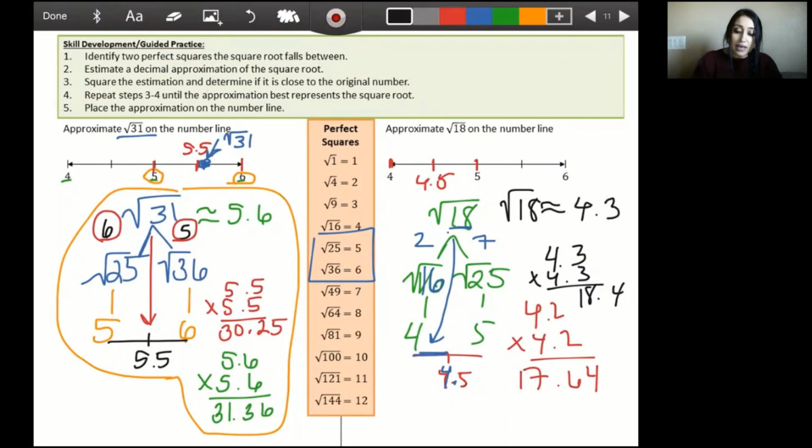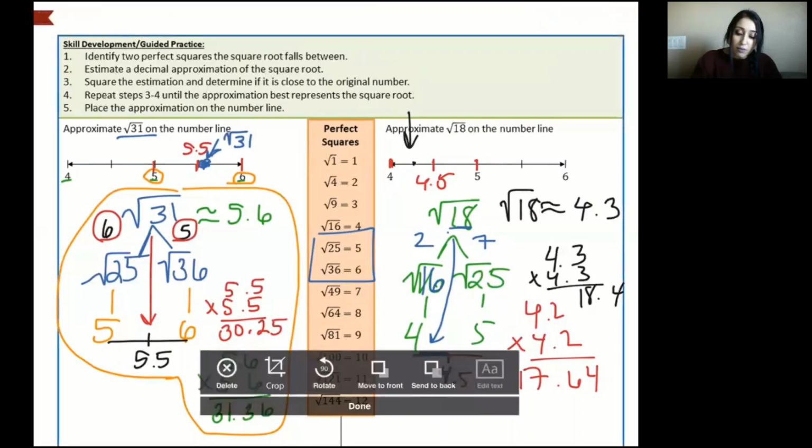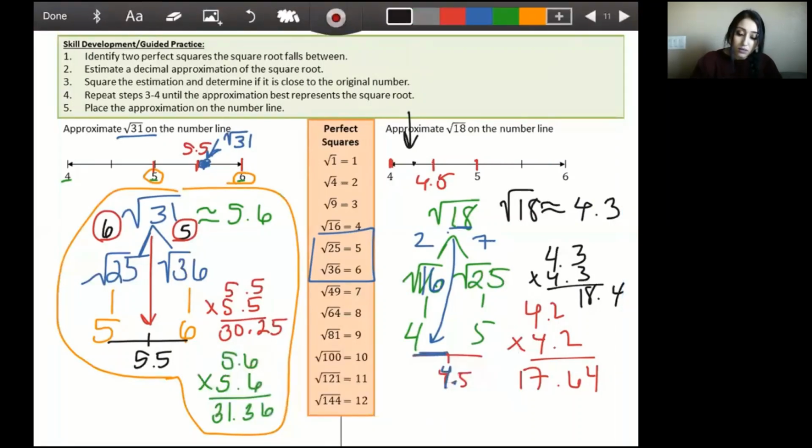I'm going to graph it. It has to be in this section here. Remember, in between 4 and 4.5. 4.3 is towards the middle, so I'm going to put my point there. And I'm going to say that the square root of 18 would be in this section here.